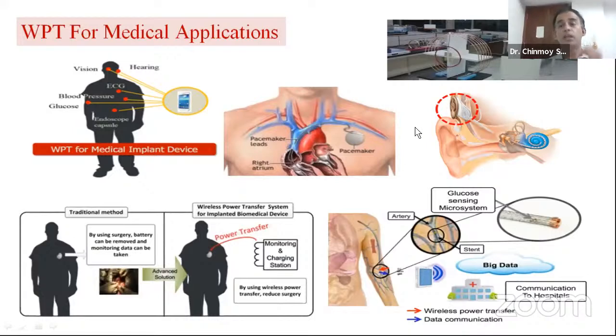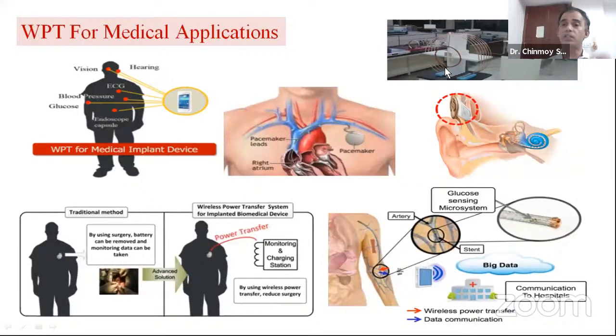So sometimes even just to replace the battery, the person has to go for a second surgery. It's not needed. The new technologies are trying to work on a system where we can send the power wirelessly inside an embedded body. So this is another area of opportunity for new electronics and biomedical engineers.